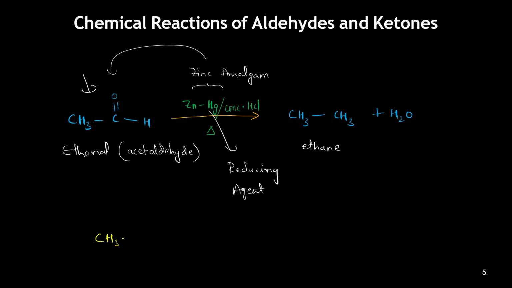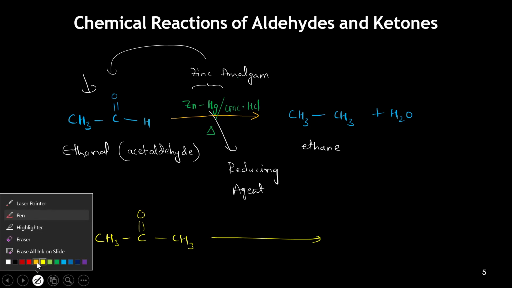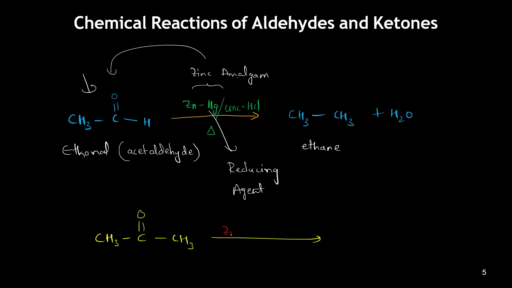Next one. CH3, C double bond O, CH3, in the presence of the same zinc amalgam and concentrated HCl. Can someone tell me what compound it will give? Here ethanal gave ethane. So what is this? Three carbons. Sharon, you tell me, what is this?